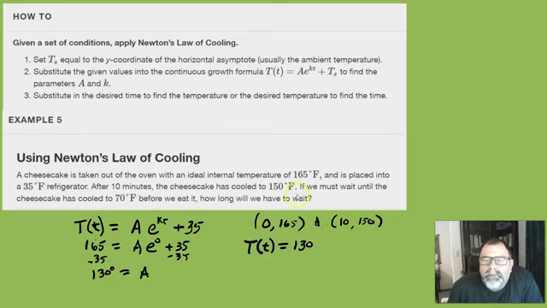Okay, so now our formula is T of t is equal to A, which is 130. That's the difference in the surrounding temperature, right? We just subtract those, so we didn't actually have to do it that way, but that's okay. E to the kt plus 35. Now we want to figure out k, so we're going to plug in one more value. So 150 equals 130 e to the kt, t is 10, plus 35. So we're going to subtract 35, so that's 115.